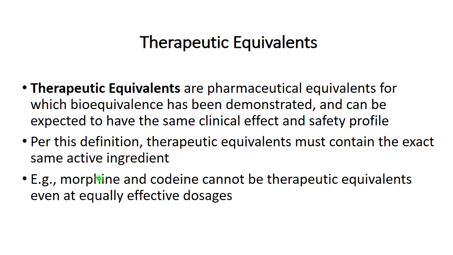So example, morphine and codeine cannot be therapeutic equivalents, even at equally effective dosages, right? Because they are totally different active ingredients, even though codeine is metabolized to morphine, again, because they're different active ingredients. Therapeutic equivalents have to, this is the critical point here, have to be bioequivalent. This is the only type of equivalence that requires bioequivalence, right?